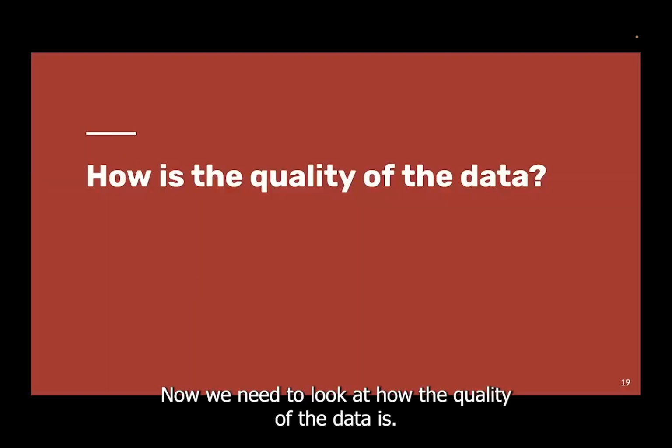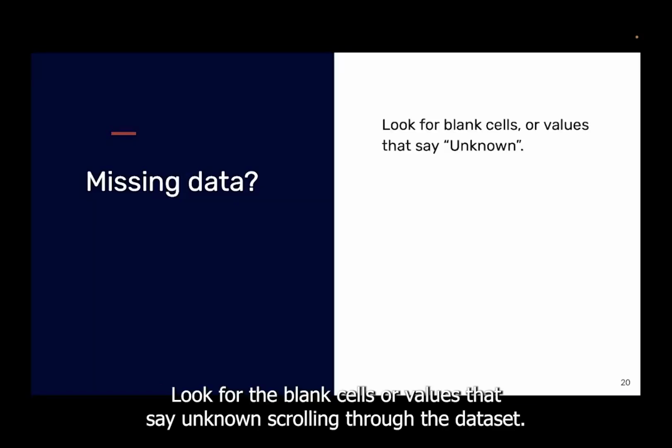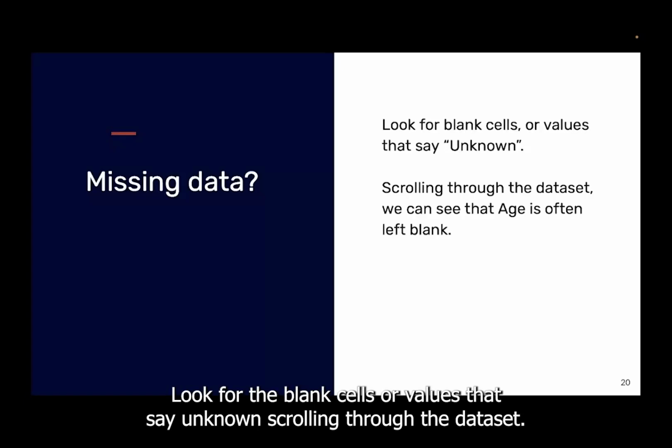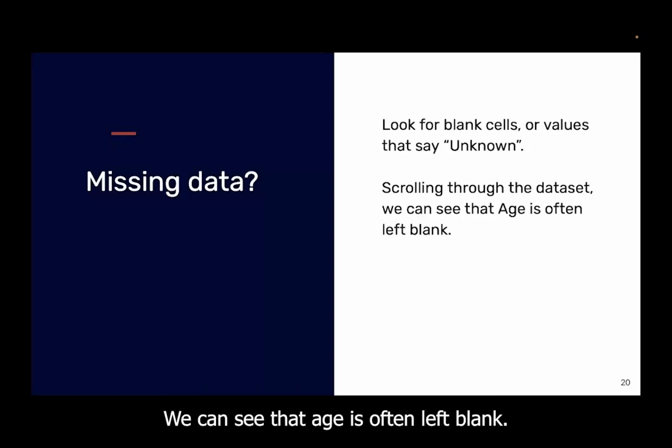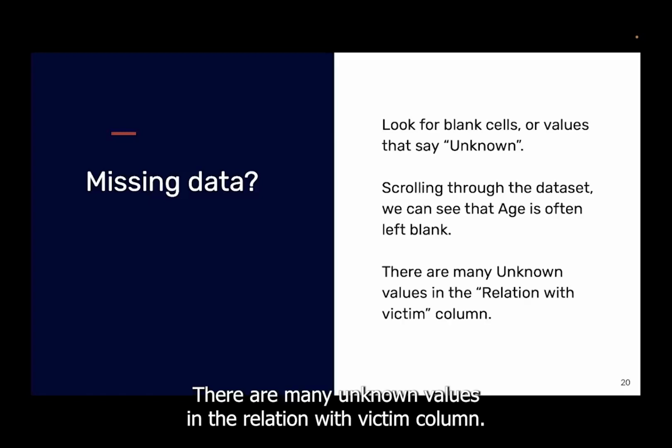Now we need to look at how the quality of the data is. Number 1, missing data. Look for the blank cells or values that say unknown. Scrolling through the dataset, we can see that age is often left blank. There are many unknown values in the relation with victim column.